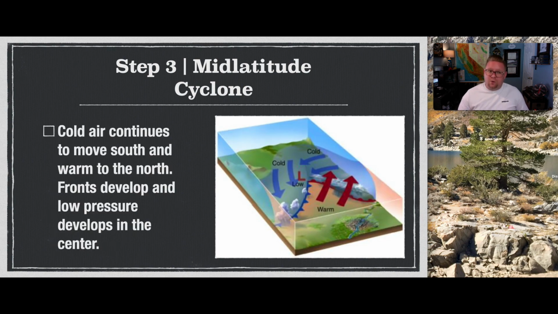Now, the cold air continues to move southward, and the warm air will continue to move north. The fronts will develop, and the low pressure will begin to develop in the middle. So now we're starting to see that the cold air and the warm air have been completely separated, and they are starting to chase one another, and now we're even getting to the point that a low pressure system is developing in the middle.